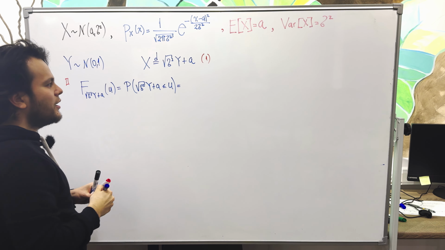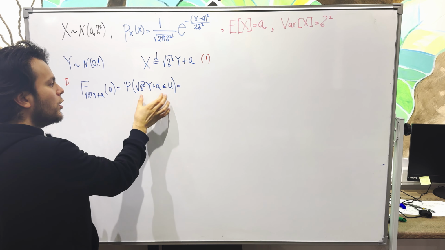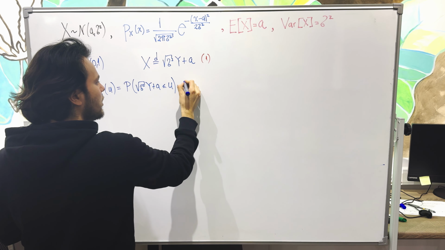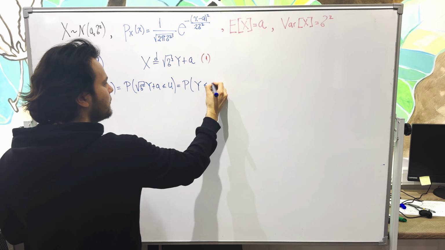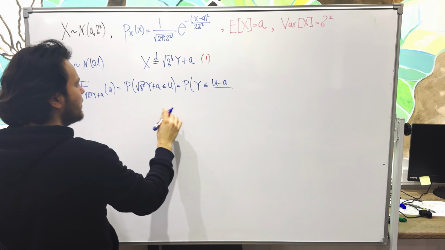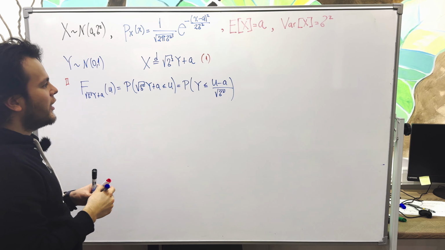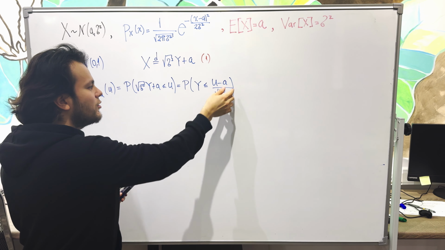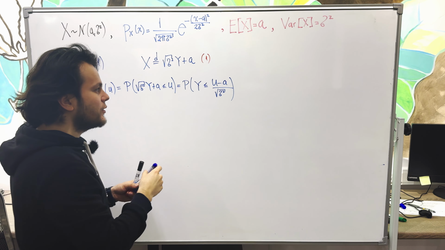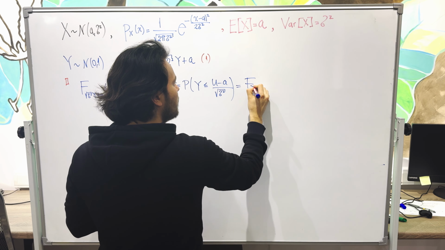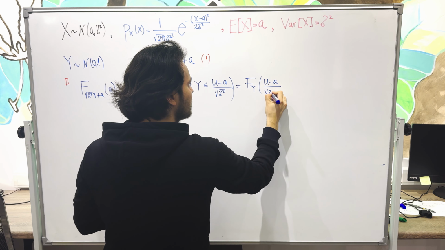So the next step is to leave y alone on the left side, okay? So I want only y here. So this will be equal to the probability that y is less than or equal to u minus a divided by the square root of sigma squared. Okay, and right here I have the probability that y is less than or equal to this expression. So this is just the CDF of the random variable y at this point. So this is equal to the CDF of y at the point u minus a divided by the square root of sigma squared.